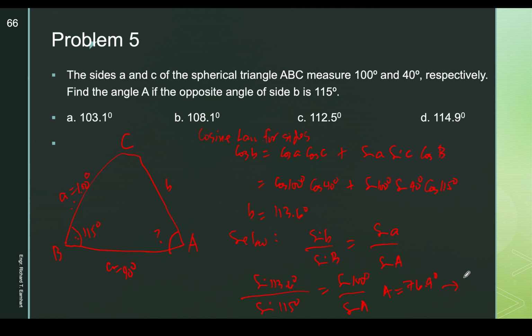Okay, this has to be in the second quadrant because A is in the second quadrant. So therefore we get the supplementary. So 180 minus 76.9 is 103.1. So this must be the correct answer. Okay, not the acute angle. Okay, so this must be letter A.